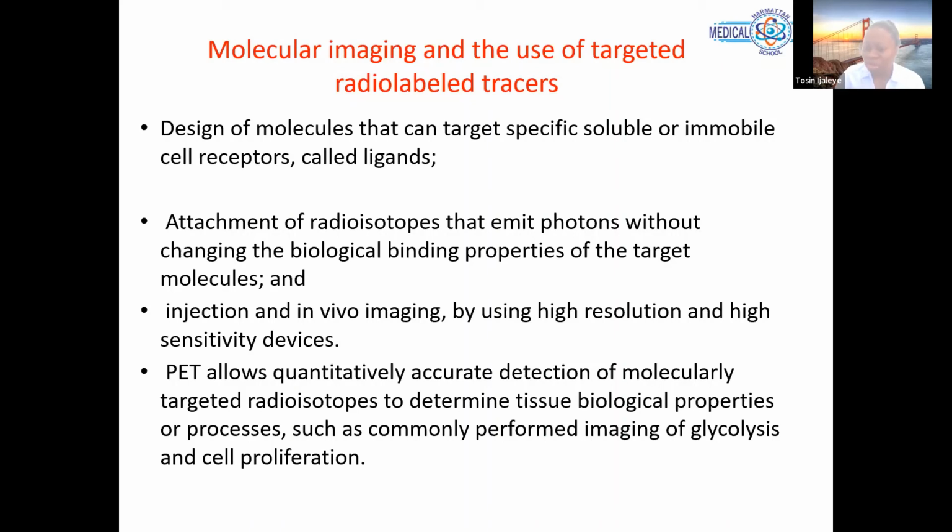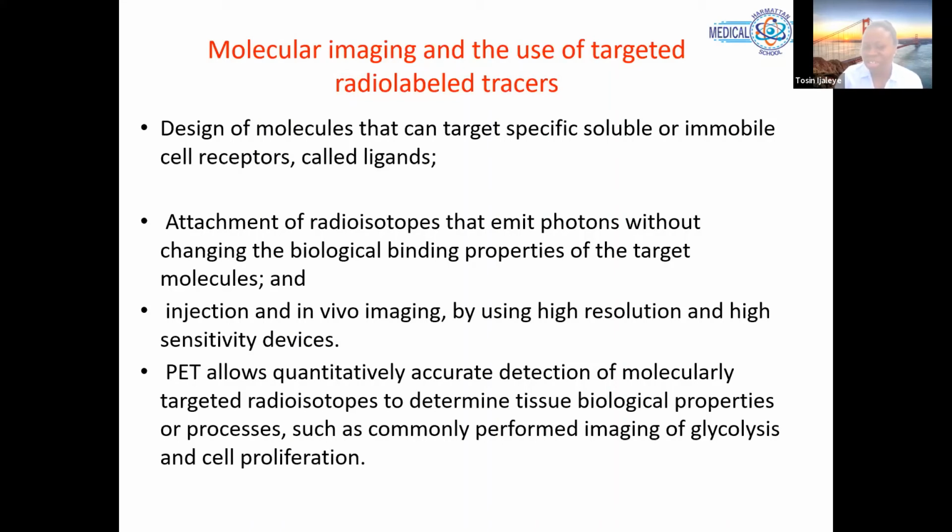We should remember that molecular imaging is based on targeting molecules in the body. So after we've designed the molecules that can target specific receptors, or ligands, we look at what radioisotopes can be attached that can emit photons, because the equipment we want to use, especially PET and SPECT, uses photons, gamma rays. So we need to attach a radioisotope. And we must be careful that the radioisotope being attached must not change the biological binding properties of the target molecules.